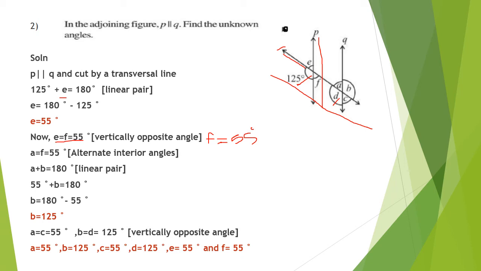So D is a vertical opposite angle, right? 125 degrees. Or we can use corresponding angles, because corresponding angles are also equal. So this 125 degrees and D are corresponding. I will draw a line. This and D are corresponding angles. So we can write D is equal to 125 degrees. That is also correct. So you can apply the concept and find out the angles.